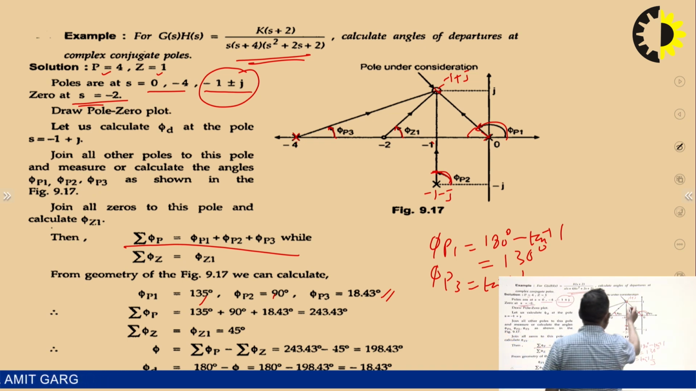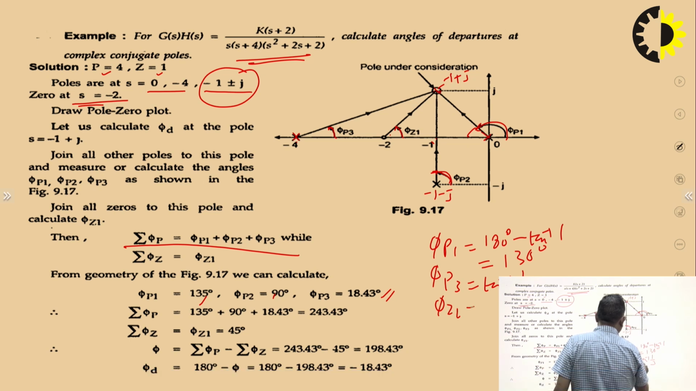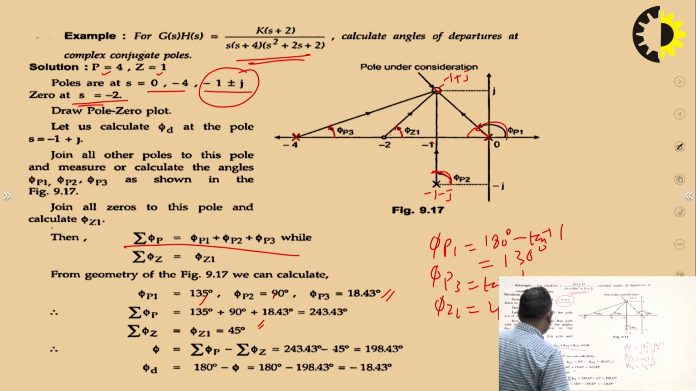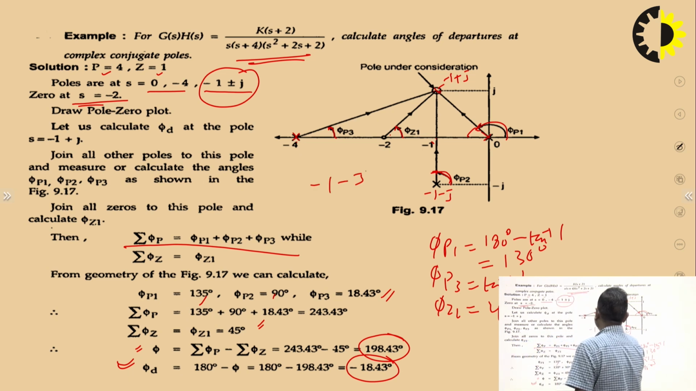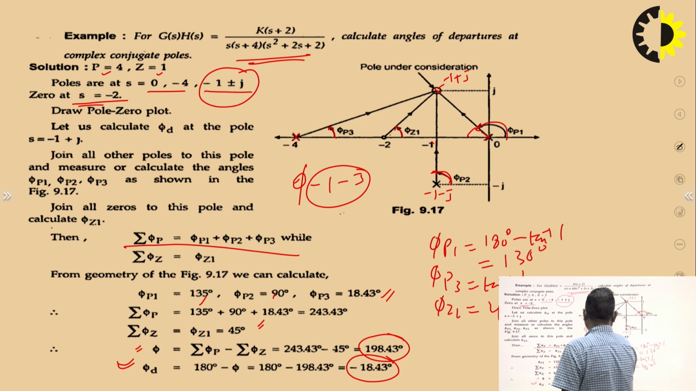And phi z1, you know this distance is 1, this distance is 1. So phi z1 is nothing but 45 degrees. Okay. So this angle phi is sigma phi p minus sigma phi z, which is 198.43 degrees, and the angle of departure is nothing but 180 minus phi. So you will calculate this angle as minus 18.43, and similarly for -1 minus j, the phase angle that you will obtain is 18.43 degrees.